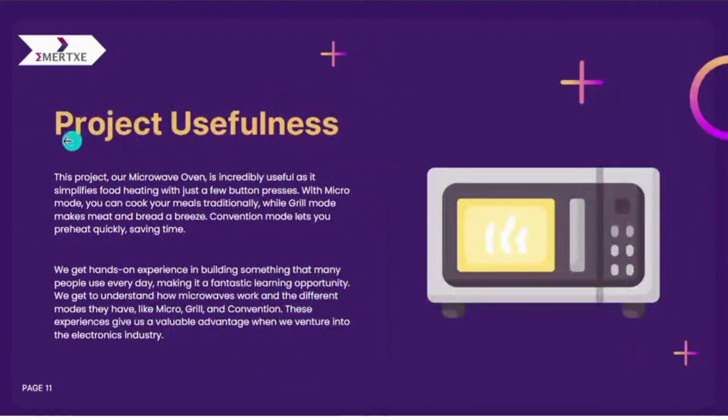Now let's talk about the project usefulness. So our microwave oven project is really helpful because it makes heating food super easy. You can use micro mode for regular cooking or grill mode for meat and bread, and convection mode helps you heat up the oven quickly. We learned a lot by making something that is so common in our daily lives, and it gives us an edge when we want to work in the electronics industry. We figured out how microwaves and their modes work, which is cool.